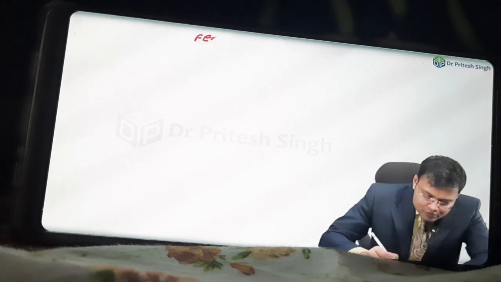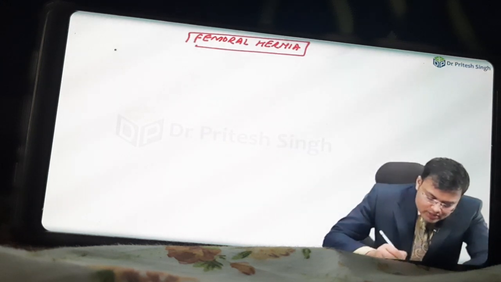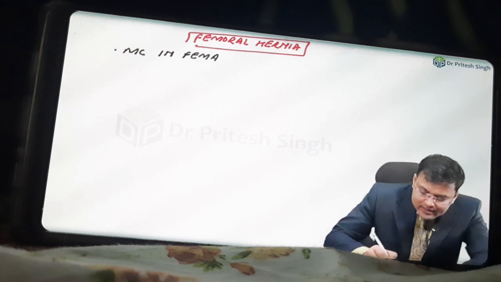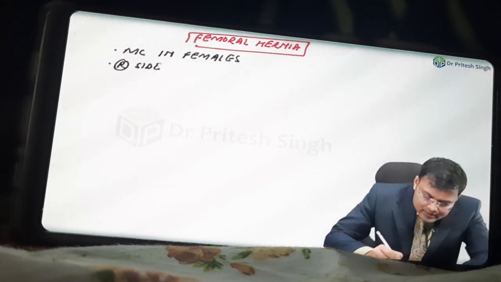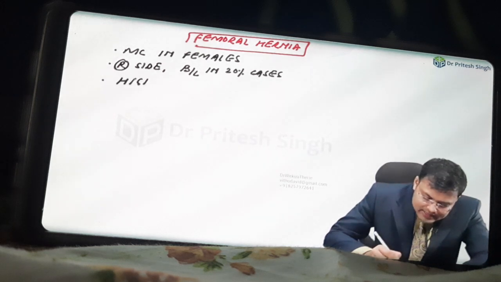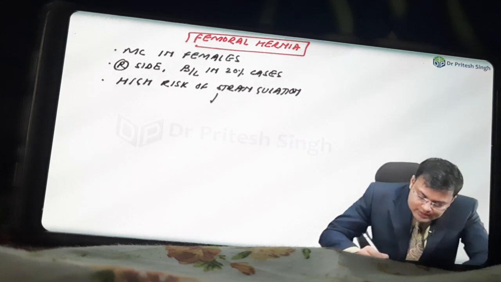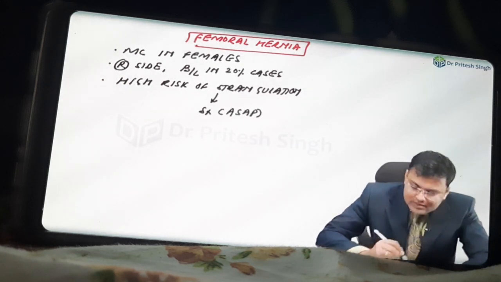I told you that femoral hernia is more common in females. It is more common on right side. It is bilateral in 20% cases. Having high risk of strangulation. That's why surgery should be performed as soon as possible after diagnosis.